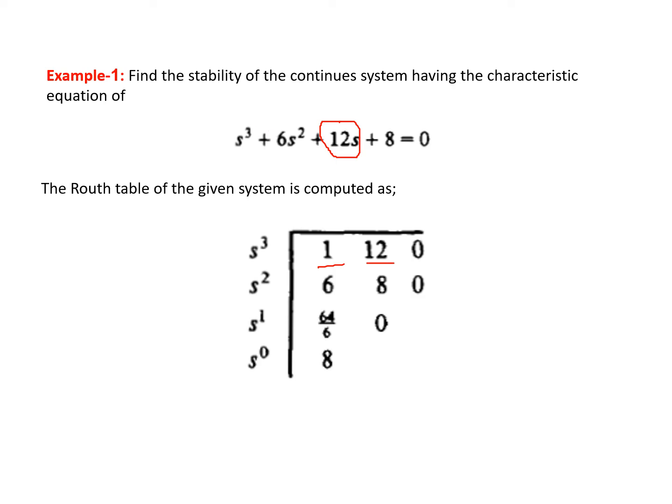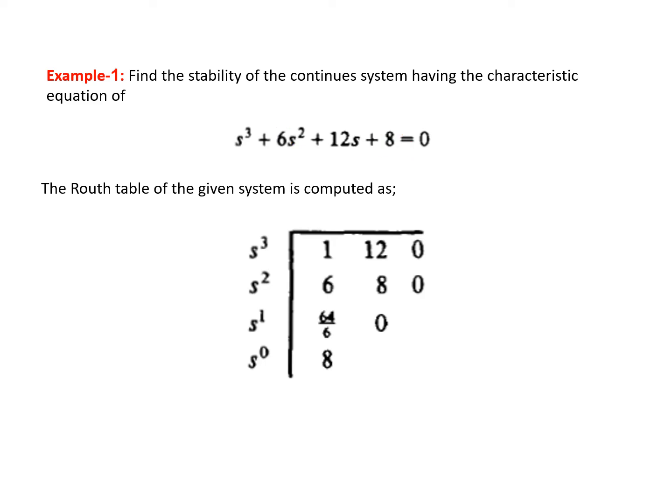Okay. Now next, you have to start with s square. You need to take the power of s square and its coefficient. So now if I consider this, I have the coefficient as 6 here and 8 here. Okay, so I'm taking it and trying to construct the next consecutive rows.